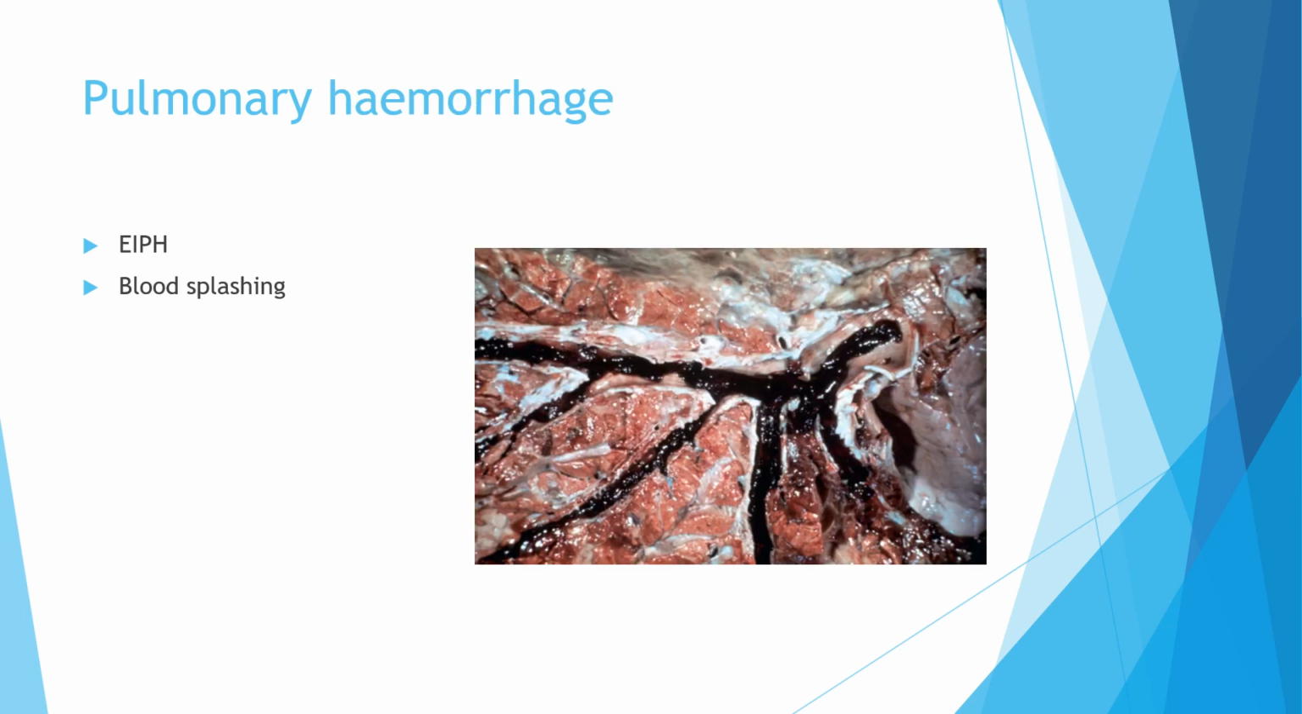We'll also touch on pulmonary hemorrhage. In this case, we have an exercise-induced pulmonary hemorrhage that you often get with racehorses, and you can also get hemorrhage with blood splashing. For example, when an animal's throat is cut while it's actually still alive and can breathe in the blood that is released from the arteries and the jugulars, and then it accumulates in the lung.